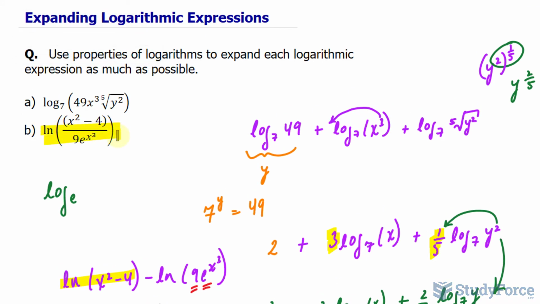And there you have it. That is how to expand logarithmic expressions using logarithm laws.